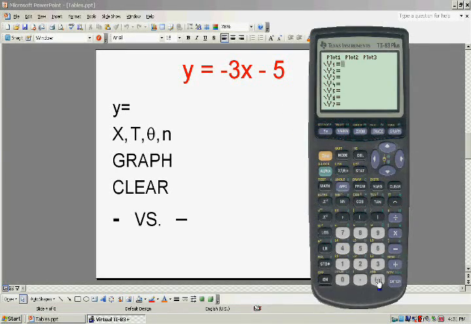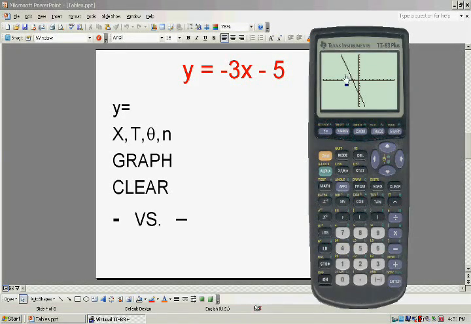Remember that the negative button is down here. It's different from the subtraction button. Negative 3. Here's the x button. And now I'm going to subtract 5. So I use the subtraction button and 5. Now if I hit the graph button, which is right here, I'm not surprised that this is a line because it is a linear function, x to the 1st if you would.